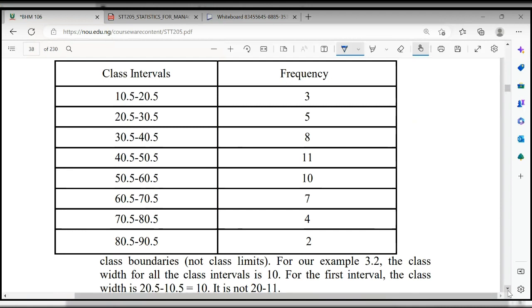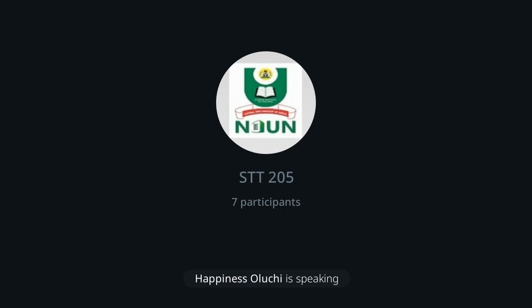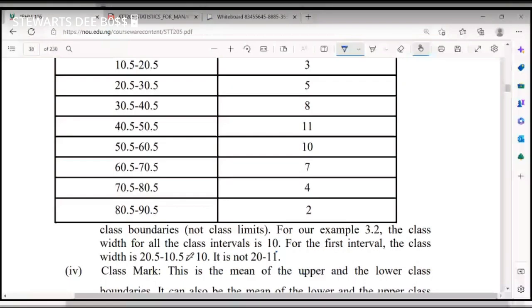Okay. So not class limit, class boundary. For example, the class width for all the classes is 10. Because if you subtract them, 20.5 minus 10.5, 30.5 minus 20.5, everything, you see the class width is 10. It gave us 10. It is not 20 minus 11, no.